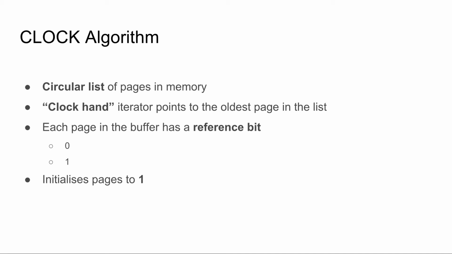When the clock hand iterates over the pages, the reference bit of each page is set to 0 unless it is being accessed by the CPU. When a page is read into the buffer, the first page the clock hand lands on with a 0 reference bit is evicted from the buffer and replaced by the page that has just been read.